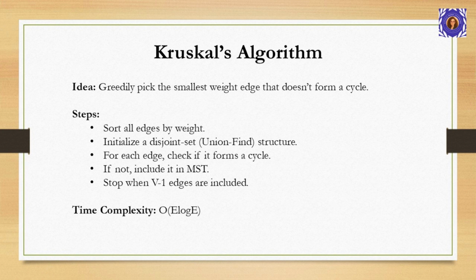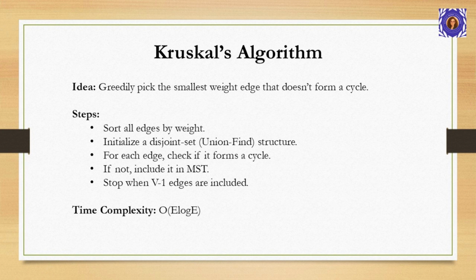Step 2. Initialize a disjoint set data structure, also called union find. This efficiently tracks which vertices belong to the same connected component. Step 3. Iterate through sorted edges. For each edge, check if adding it would create a cycle by testing if its endpoints are already in the same connected component. Step 4. If no cycle is formed, include this edge in our MST and union the components.